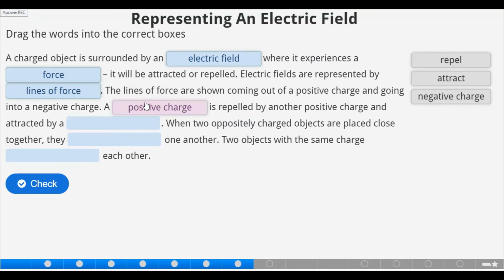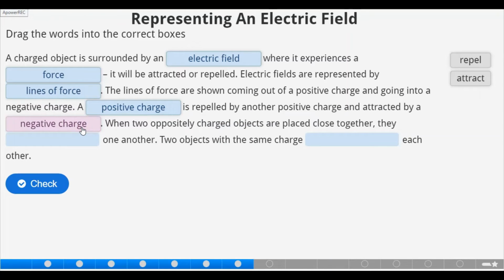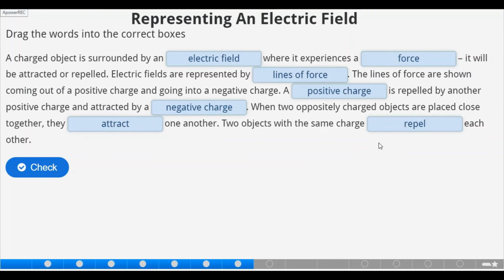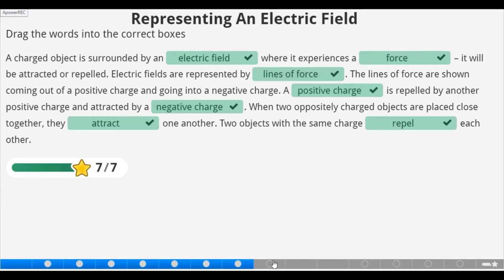A positive charge is repelled by another positive charge and attracted by a negative charge. When two oppositely charged objects are placed close together, they attract one another. Two objects with the same charge repel each other. Let's check. That's it.